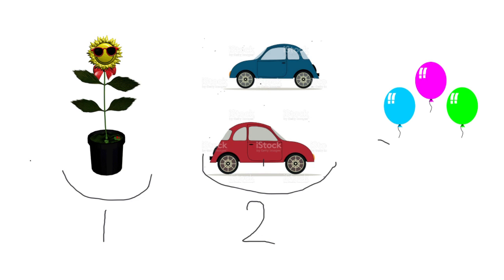Let's move to the last picture. What are these? These are balloons. How many balloons do we have? Let's count them together. 1, 2, 3. So we have 3 balloons. Let's write number 3 together. How do we write number 3? Remember, around the tree and around the tree. This is the way we make a 3. So we have 1 sunflower, we have 2 cars, and we have 3 balloons.